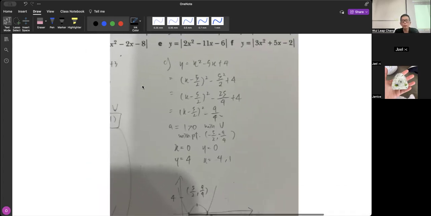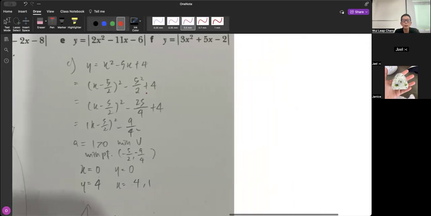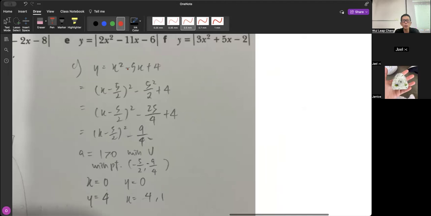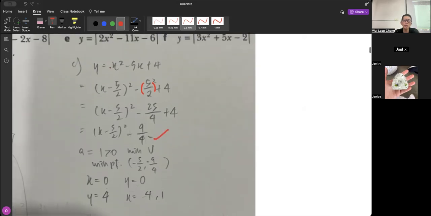Okay, let's see the answer from Janice. First one is completing the square. Normally you have to put a bracket. Even though your answer is correct, it's better to put a bracket. Okay, this is correct. A is 1. So this 1 is taken from the coefficient of A. More than 0, it tells you that it's a minimum shape.